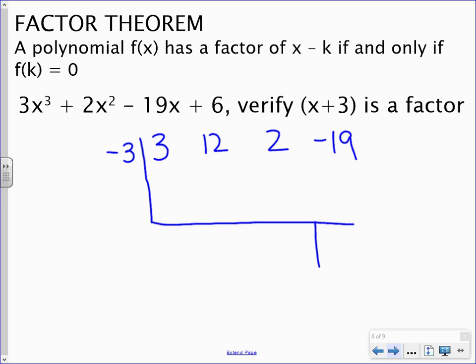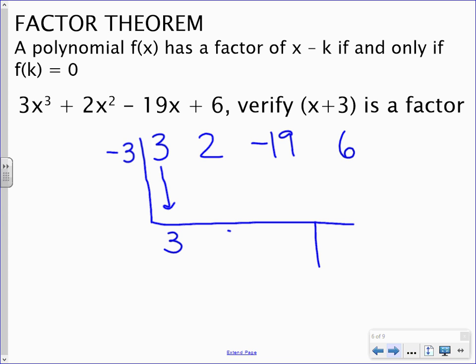This is really why I like to put my smiley faces with my zeros, okay? Bring down the 3, multiply to get negative 9, add to get 2. Wait, where's the 2? You're at 12. Oh, well, that'll make a difference, won't it? I got really excited when I was trying to talk and write at the same time. Is this better?